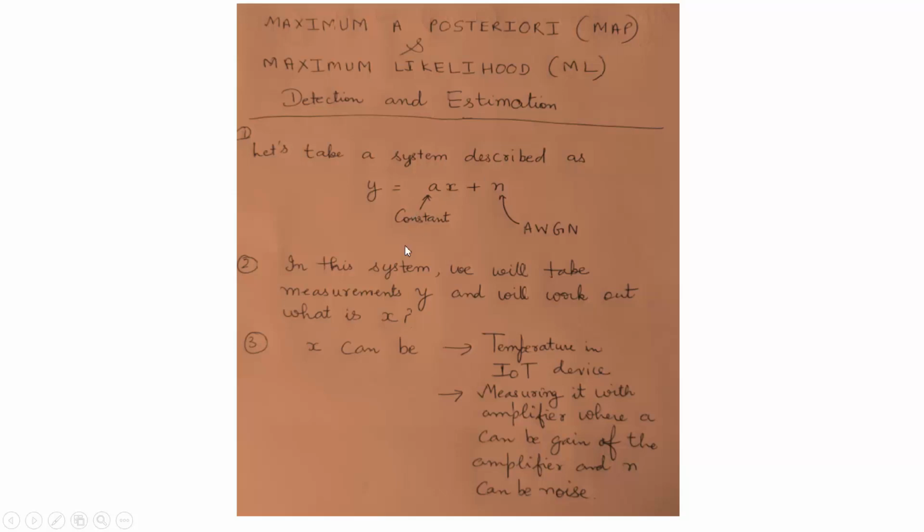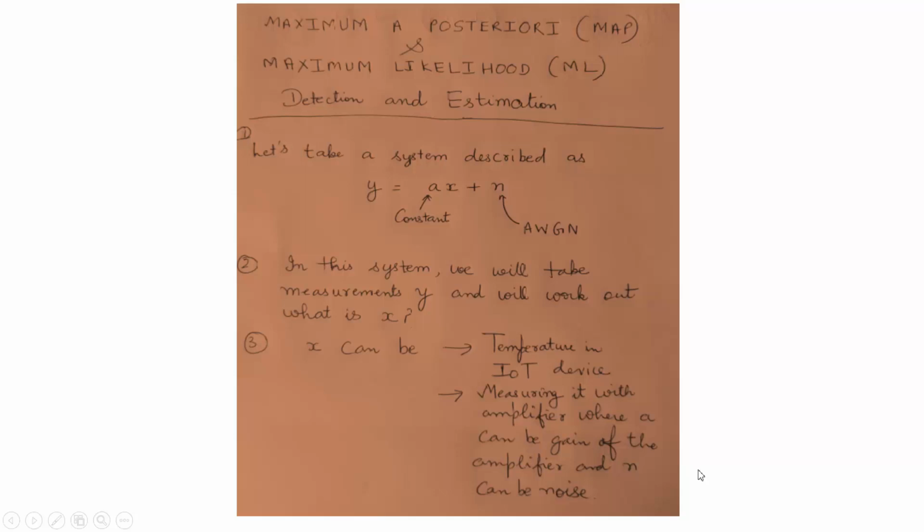Using the MAP and the ML concepts, we will work out what is x. Now, x can be a temperature in an IoT device. If some IoT device is measuring temperature, that can be x.